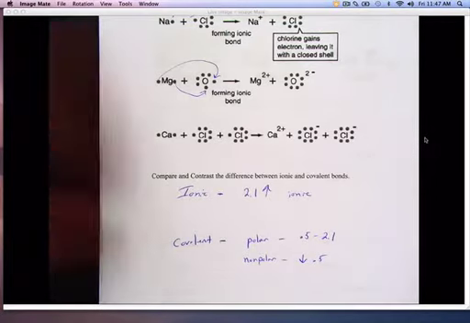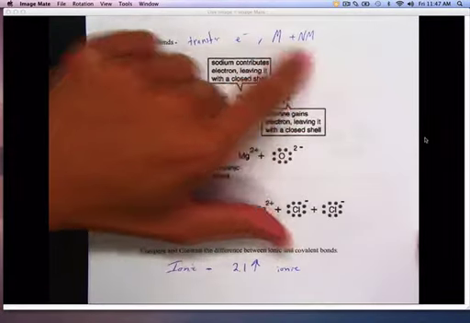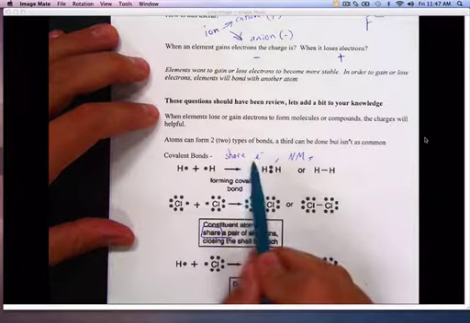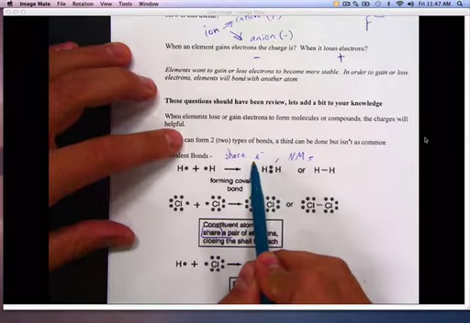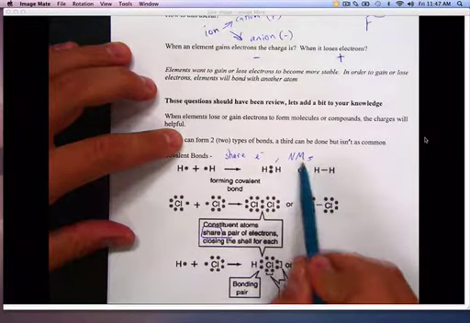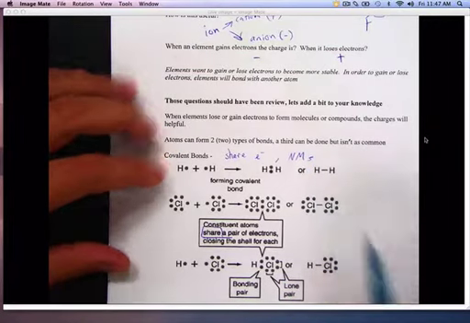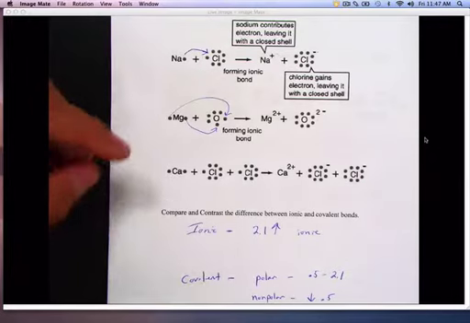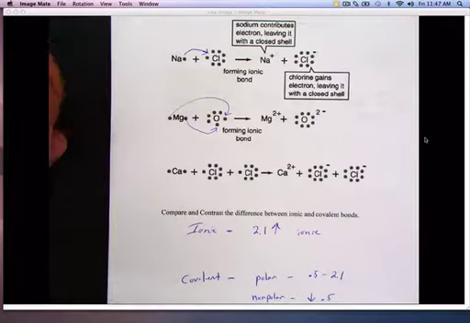A couple things to keep in mind. Ionic bonds are generally going to be between a metal and a nonmetal, and they transfer electrons. Whereas covalent bonds usually share electrons, not equally, but they share, and they're usually between just nonmetals, sorry. So there's the basic stuff about your bonds. There's metallic bonds, but those are just between metals, so don't really worry about them too much.